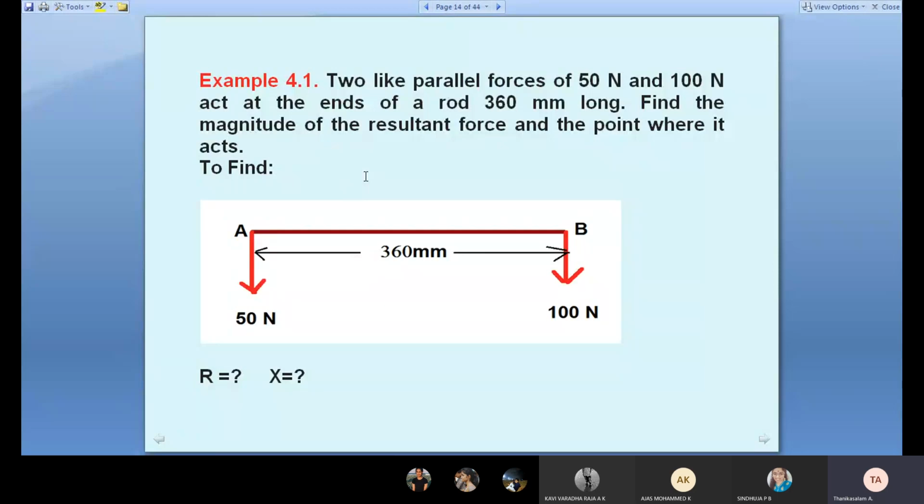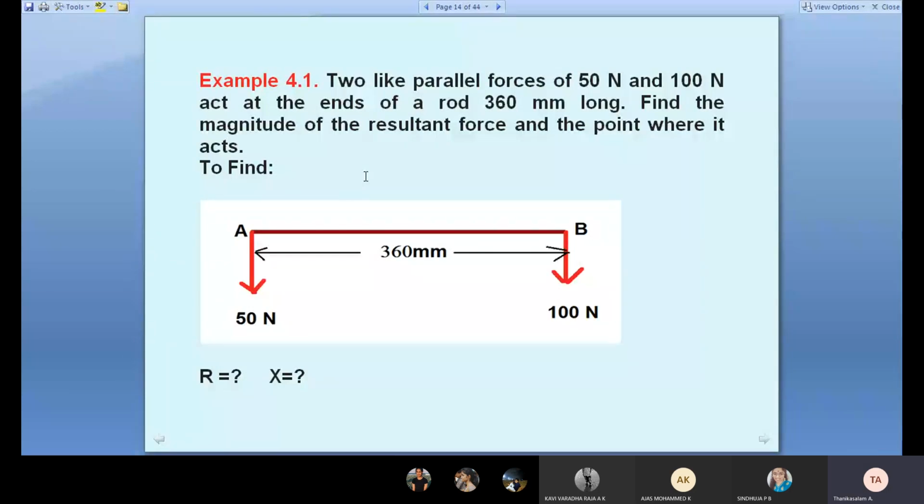Therefore, I take the 50 Newton acting at point A vertically downward, and the 100 Newton acting vertically downward at point B. So I draw the diagram based on the statement. How can you draw the diagram? You read the problem. First draw the 360 mm long rod, then give the names A and B.